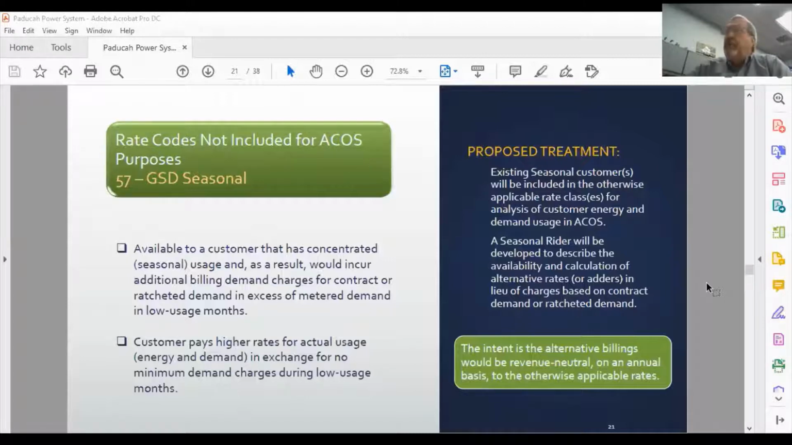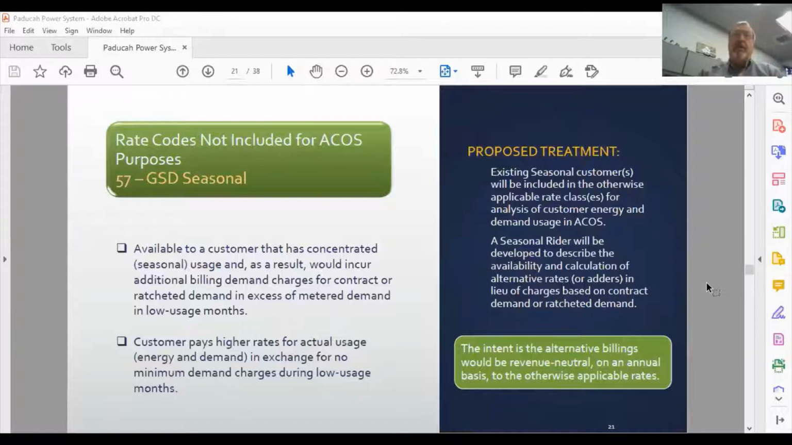So what we're going to do for purposes of the cost of service, we'll treat that customer just like they belong in the class they belong in for purposes of analyzing the loads and energy usage. And that way we will develop the rate with the allocated cost based on those loads being included in that class. And then after the costs have been allocated and the rate is defined for that class, we'll develop a rider for any customers that want the seasonal capability for billing purposes, with the intent that these seasonal billings would be revenue neutral on an annual basis to what they would have been billed under the regular rate.